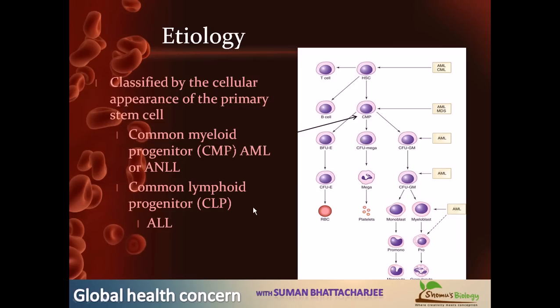On the other hand, if there is any problem related to the common lymphoid progenitor, or CLP, all the rest of the cells that are produced from the lymphoid progenitor are going to get the lymphoid leukemia type of disease, right? So that's the very common thing about this process.